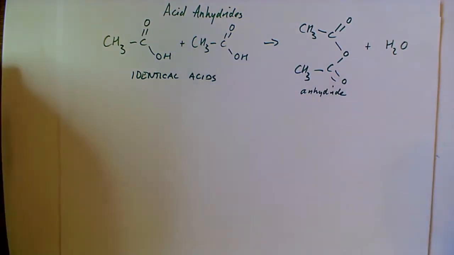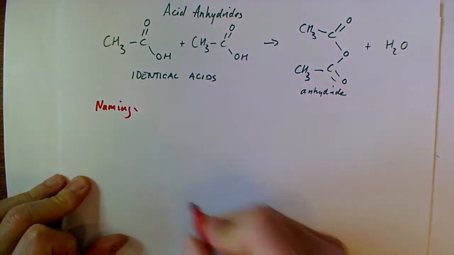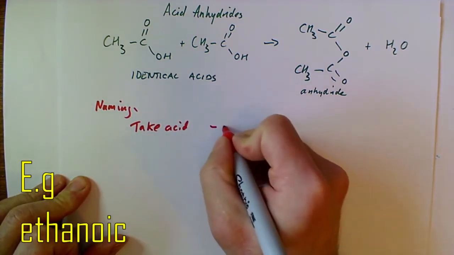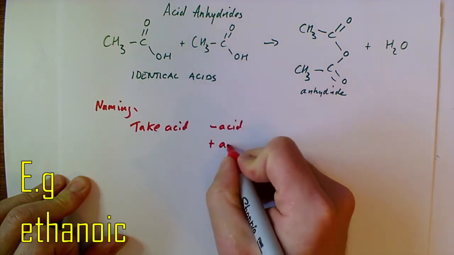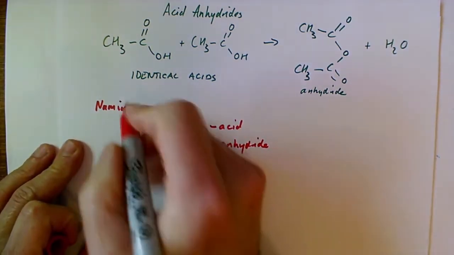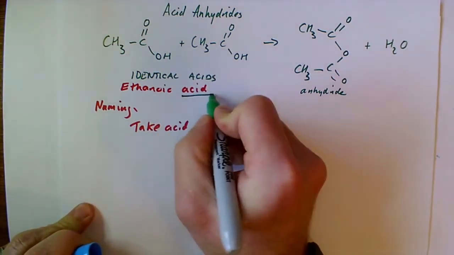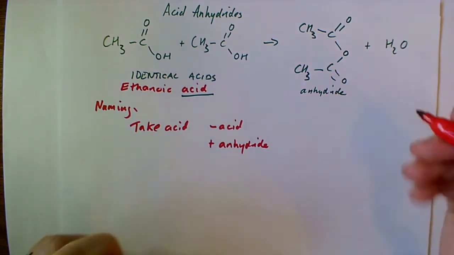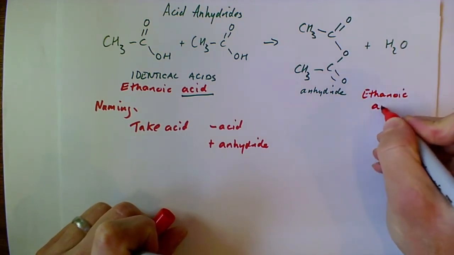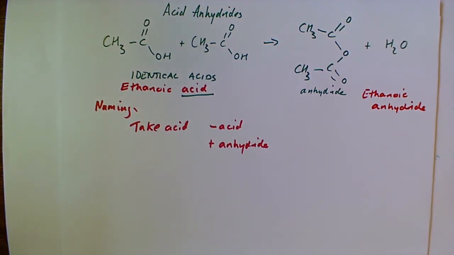So how do we name them? Well, naming is pretty easy. So what we're doing is going to take the acid name, remove acid, and add anhydride. So my example above here was ethanoic acid. So it was an acid. We're now going to rebrand it over on this side to be ethanoic anhydride. Okay, nice and straightforward.